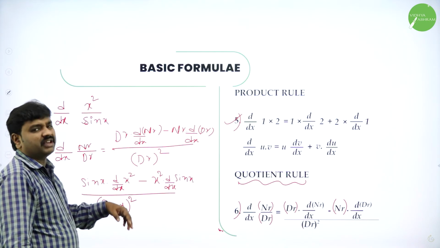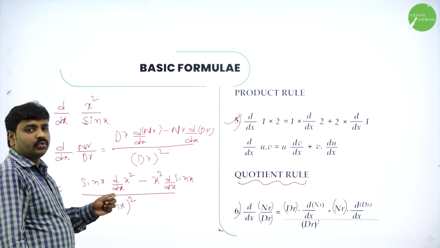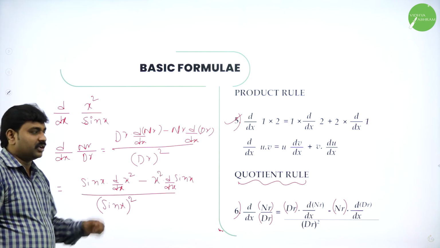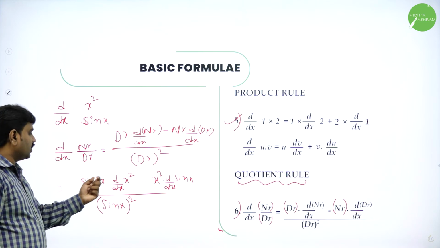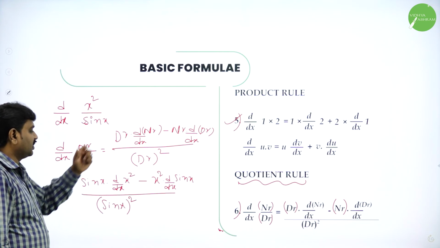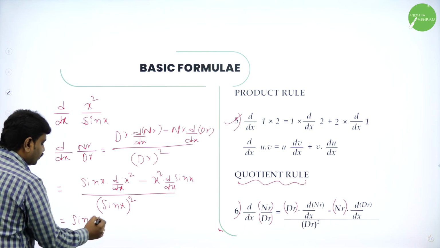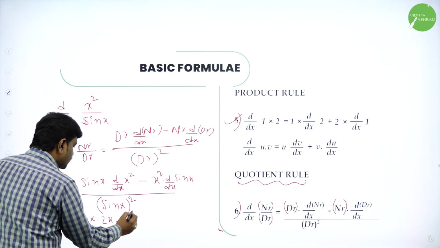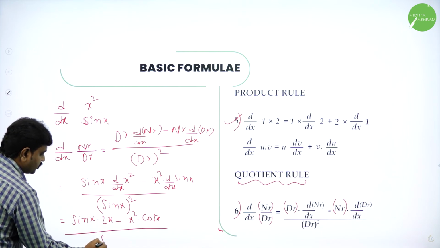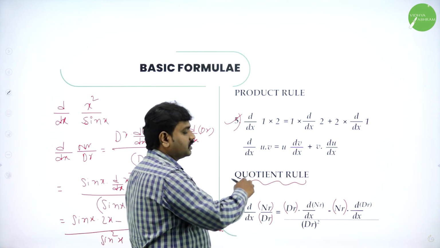We can also call it the u by v rule. In the denominator v square, in the numerator v into du by dx minus u into dv by dx. In this problem, the denominator is sin x and the numerator is x square. Now simplify this: sin x into the derivative of x square, which is 2x, minus x square into the derivative of sin x, which is cos x, divided by sin x the whole square, which is sin square x. This is the formula. So now this is the sixth rule.